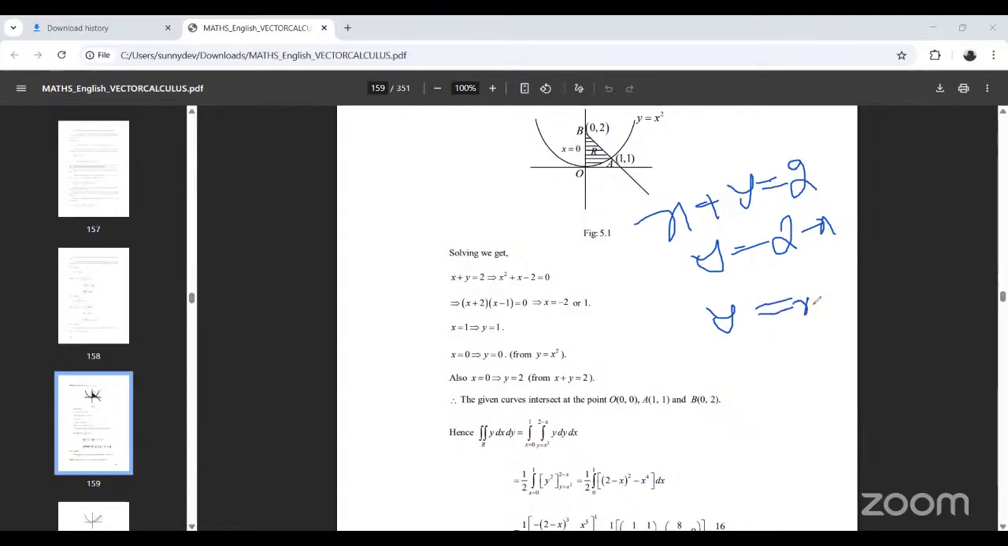But how can we find out which are the x limits and which are the y limits, and which is the lower limit and which is the upper limit? When we draw a line parallel to the y-axis for the y limits, first it meets y equal to x square, and it exits at x plus y equal to 2. Therefore, y equal to x square is the lower limit and y equal to 2 minus x is the upper limit.